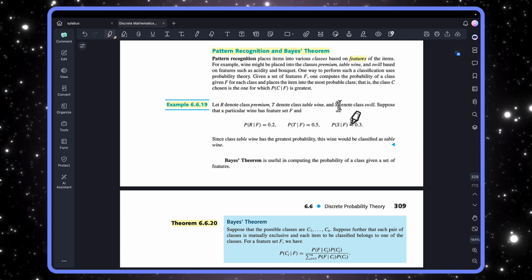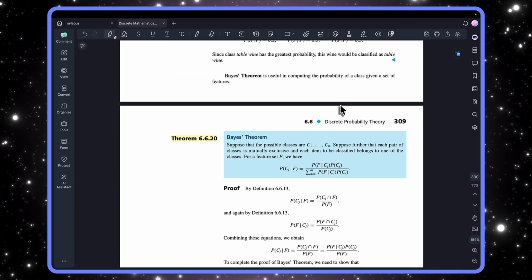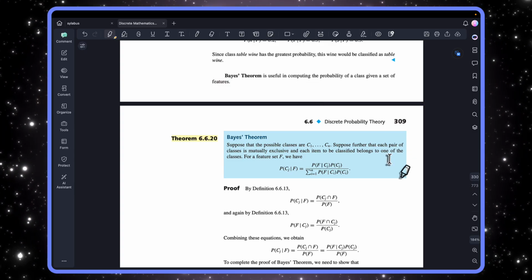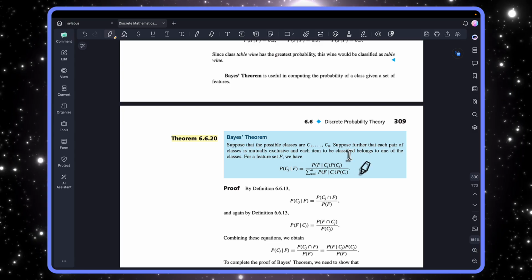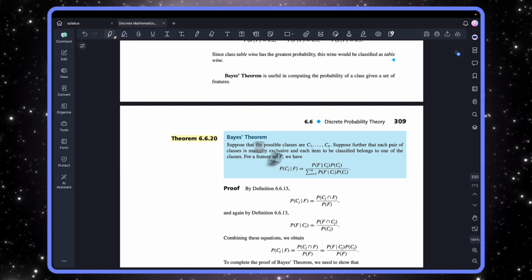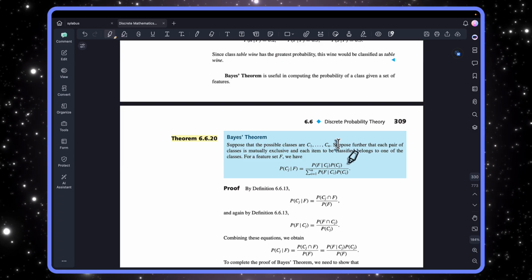Okay, so here's this really famous and useful theorem, which I will just state, and you can look at it. It relates the following ideas: suppose that the possible classes are, you have n classes.